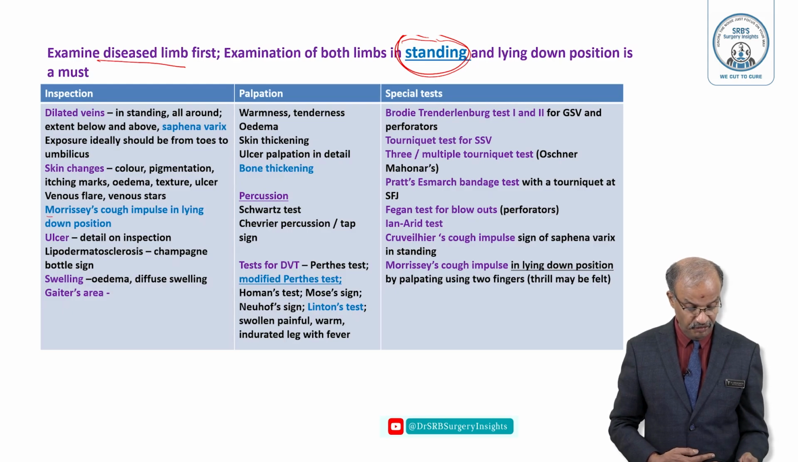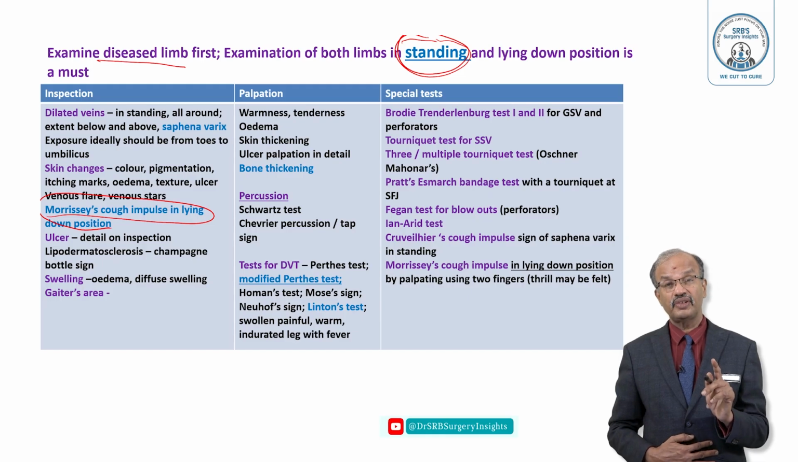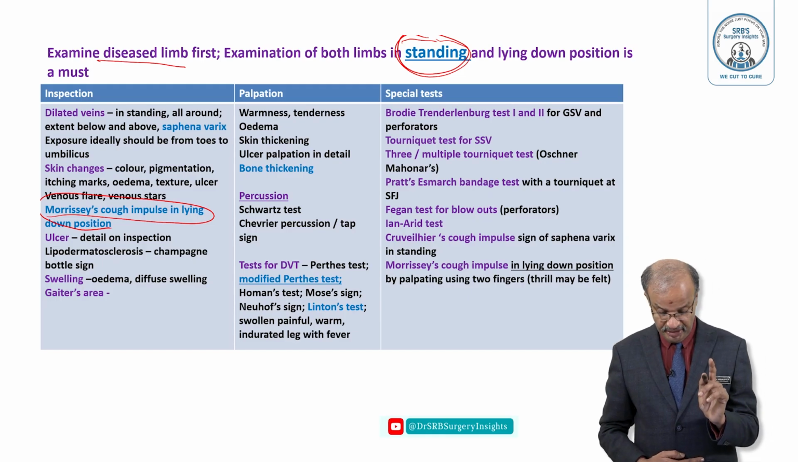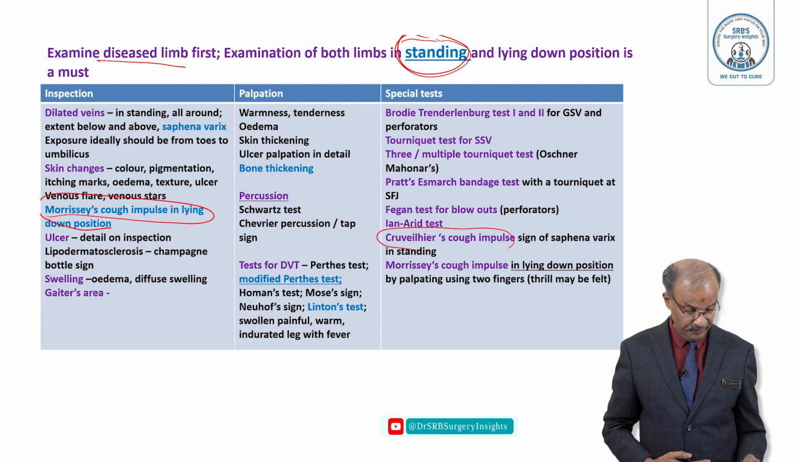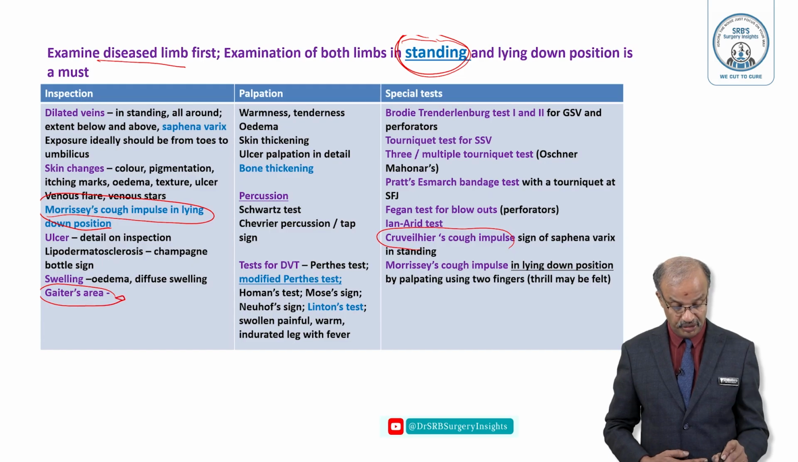See, Morris's cuff impulse is done in the lying down position. This is important. Morris's cuff impulse test is done in lying down position. In standing, it is the Cruveilhier cuff impulse, done in the standing position. Ulcer, detail about swelling. Gaiter's area, already told the meaning of that. It's an important MCQ question.